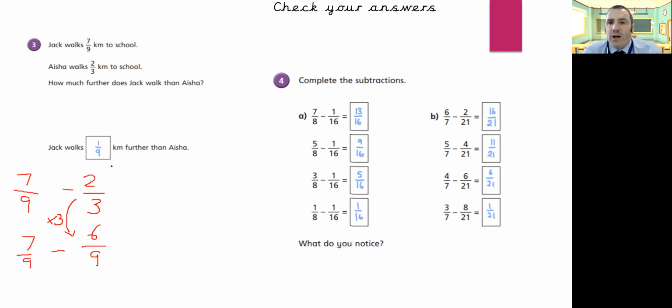Have a look at these subtractions. Check your answers. Did you notice what was the same in column A and what was the same in column B? So column A, they are all 16ths. Column B, they're all 21sts. They can't be simplified any further than they are. Well done if you got that.